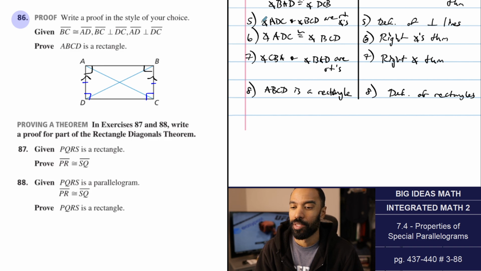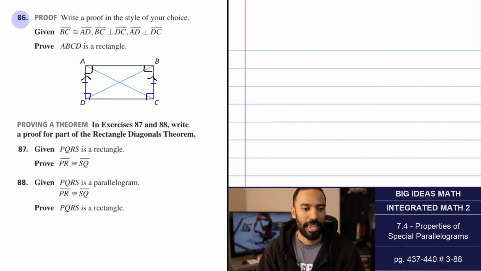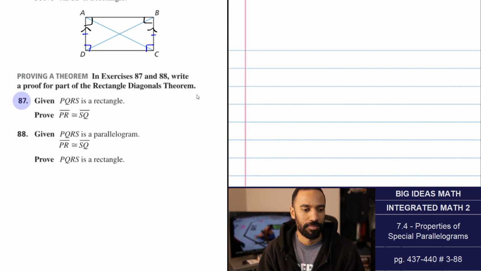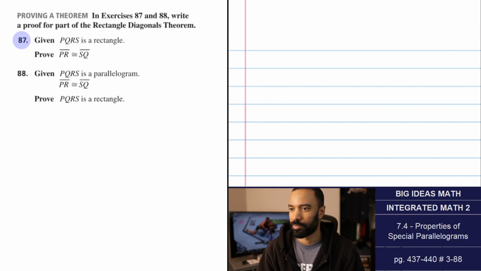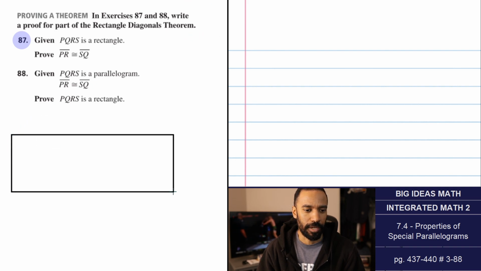One more. Oh, two more. Two more problems. All right, number 87. Given it's a rectangle, prove the diagonals are congruent. So I'm going to draw, because there's no rectangle drawn. I'll probably draw it on this side. Let me build that up.